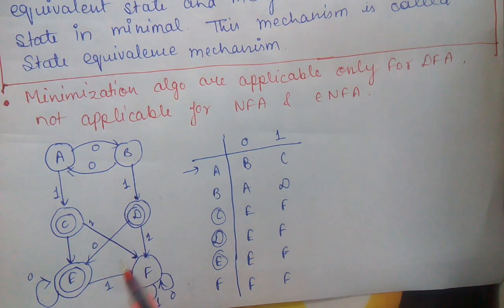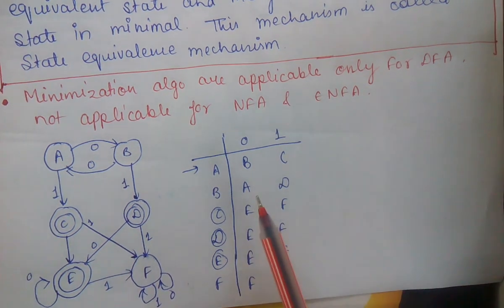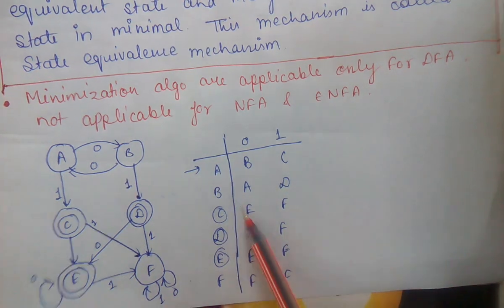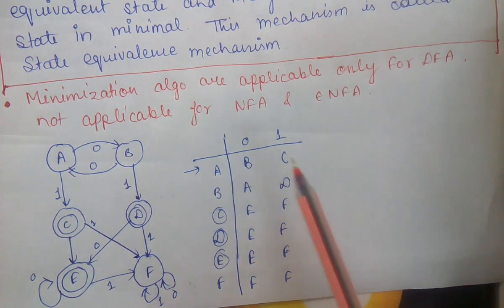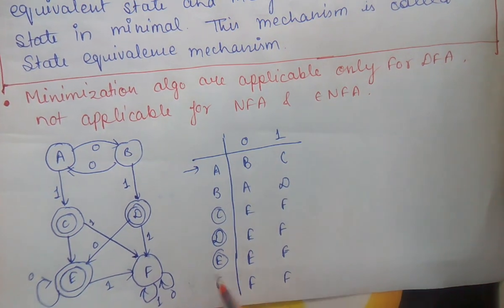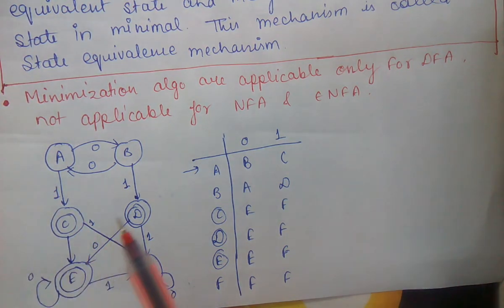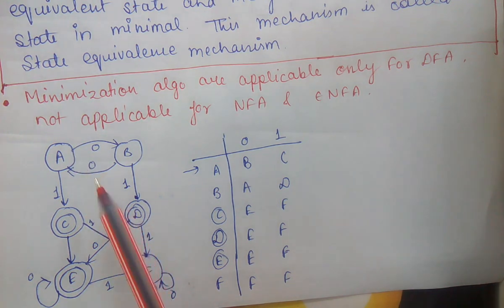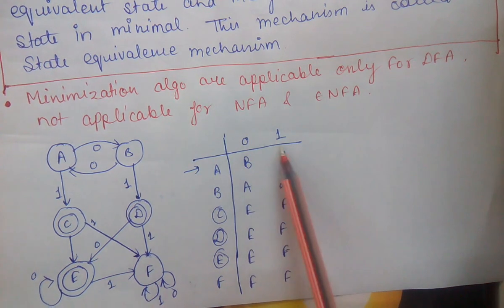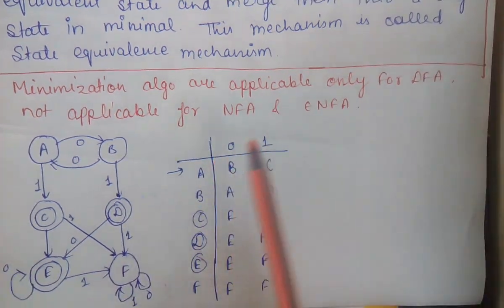Okay, now it is time to construct the table from this DFA. How to construct this table? The table can be constructed by writing all the states, which are A, B, C, D, E and F, on the left side of the table, and then writing the input symbols. The two input symbols are 0 and 1.